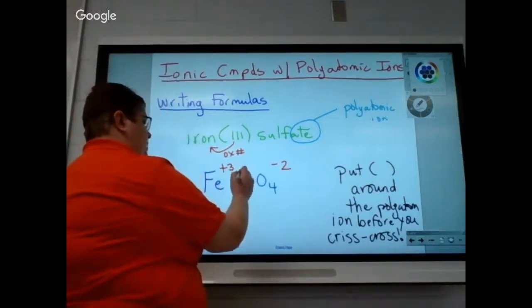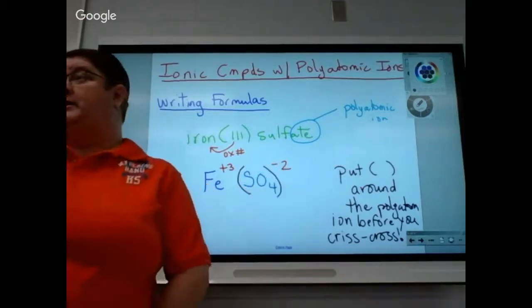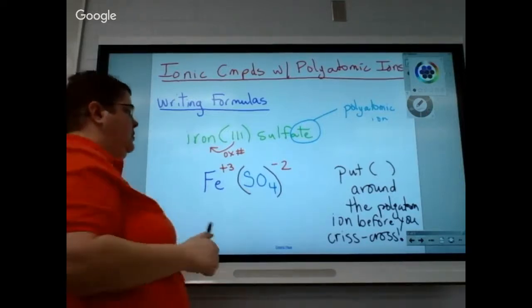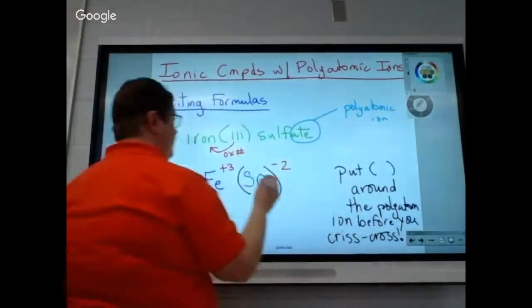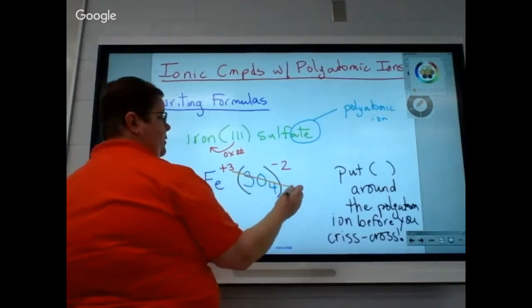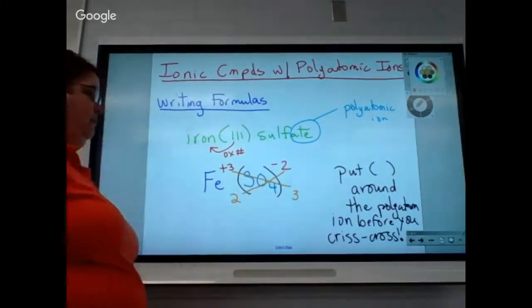So, it's SO4. The 4 is part of the polyatomic ion. It's part of the formula. I can't touch the 4. It's sacred. So I'm leaving it in the parentheses. The only numbers I'm moving are the 3 and the 2. This 3 is going all the way across the parentheses over here. This 2 is going all the way across the parentheses over here.